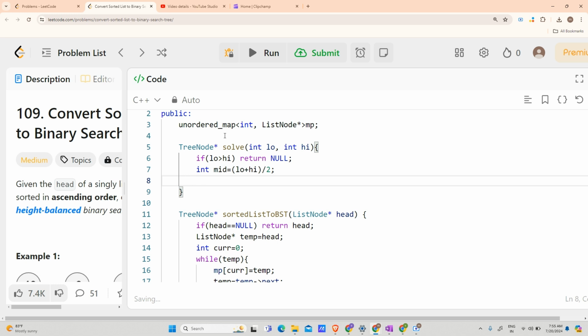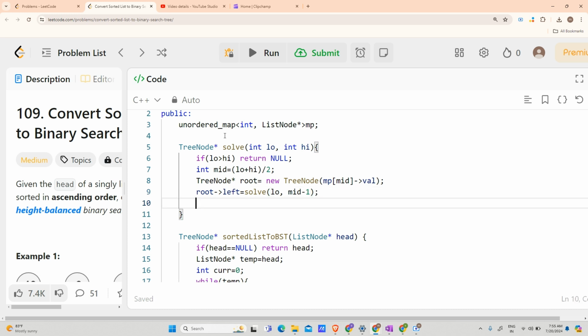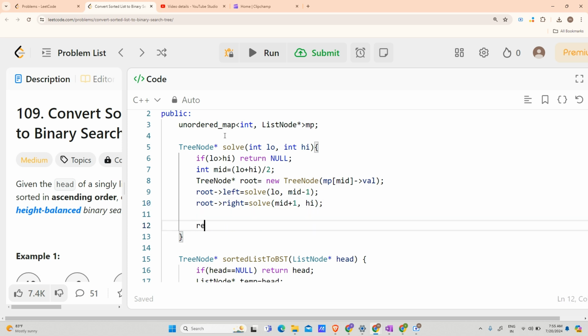Now you will make a node, that is tree node, let us name this node root only, equals new tree node of MP of mid value. I want the value to make a new node. Now root left is going to be the solve function. My low is going to be low, but my high is going to be mid minus 1. And similarly, root right is going to be my solve function from mid plus 1 up till high. And now return the root, right? Because you process the left subtree, you process the right subtree, you can simply return the root now.